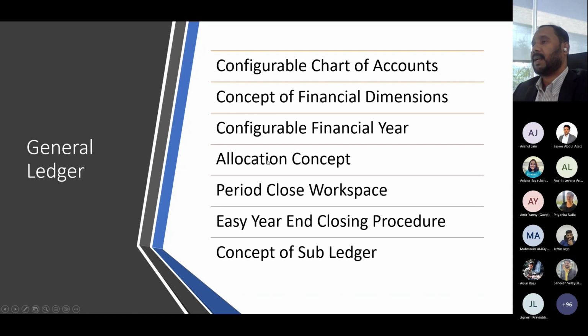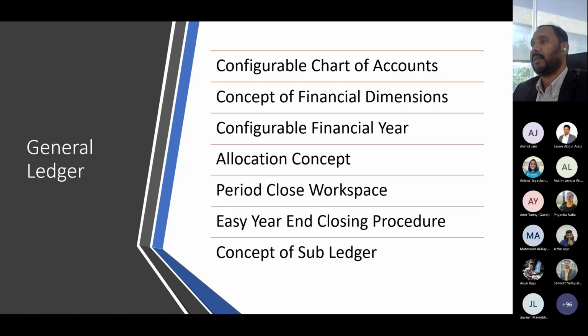Then in general ledger, we have allocation. You can allocate your expenses. For example, there are certain expenses which we cannot allocate at the time of booking. I will give an example: there is a business which runs in multiple business units, and you have an expense for an advertisement.